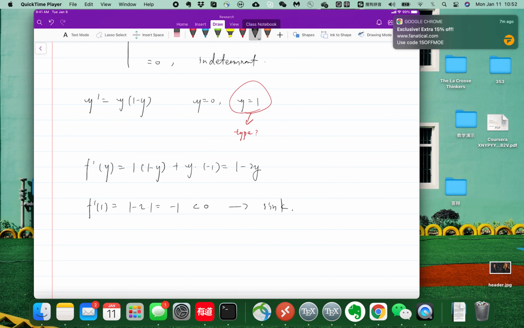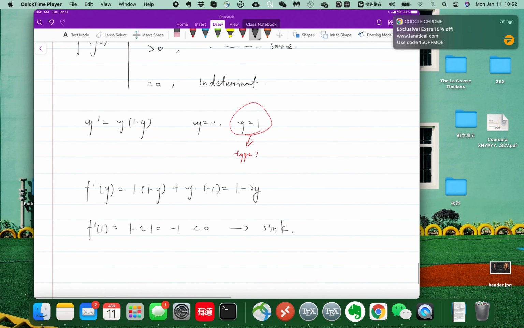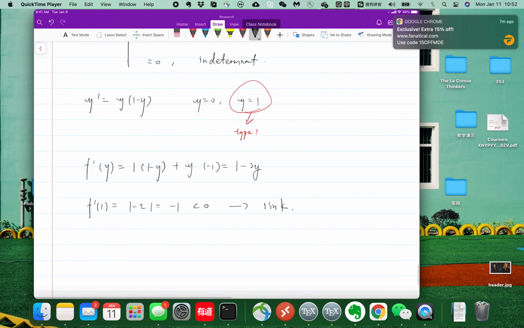So we don't have to actually draw the phase line. Sometimes the phase line may be difficult to draw, but computing the derivative may be easy. And what about 0? You just plug in 0 into this. Then automatically you know, okay, it's positive, therefore it's a source.